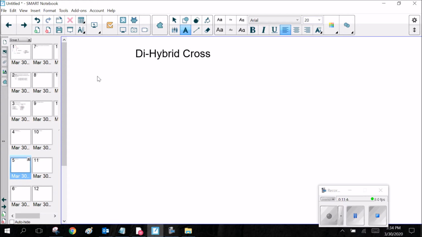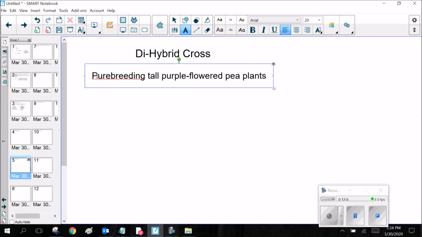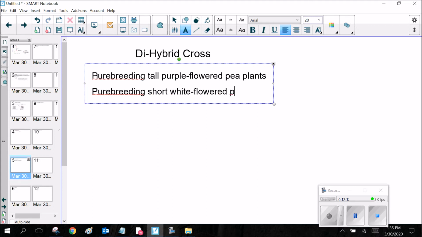So Mendel went ahead and crossed two different pure breeding lines of plants, and he had crossed them to be pure breeding for more than one trait. He had taken pure breeding tall purple flowered pea plants, and he had crossed them with pure breeding, or homozygous if you want to say, short white flowered pea plants. So he went ahead and he crossed these two.